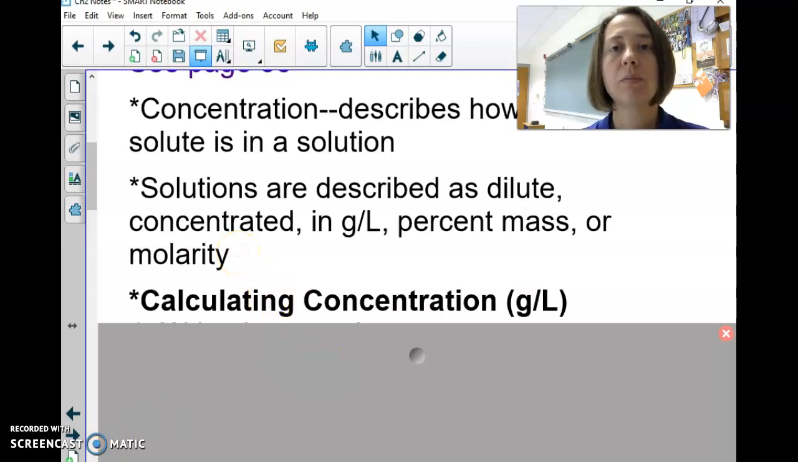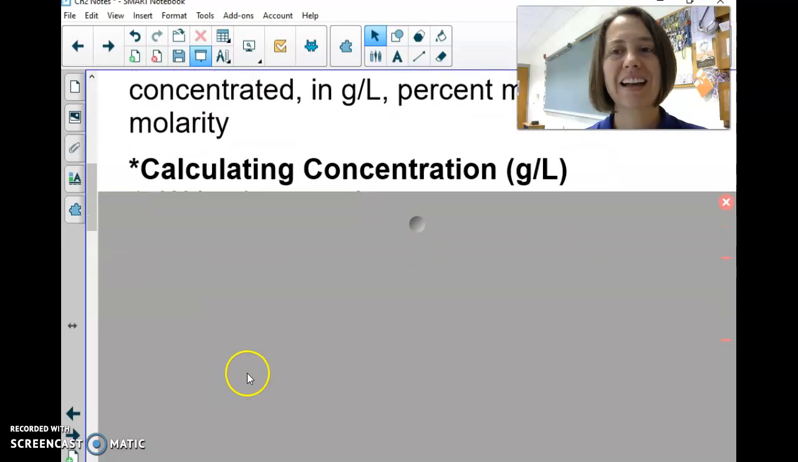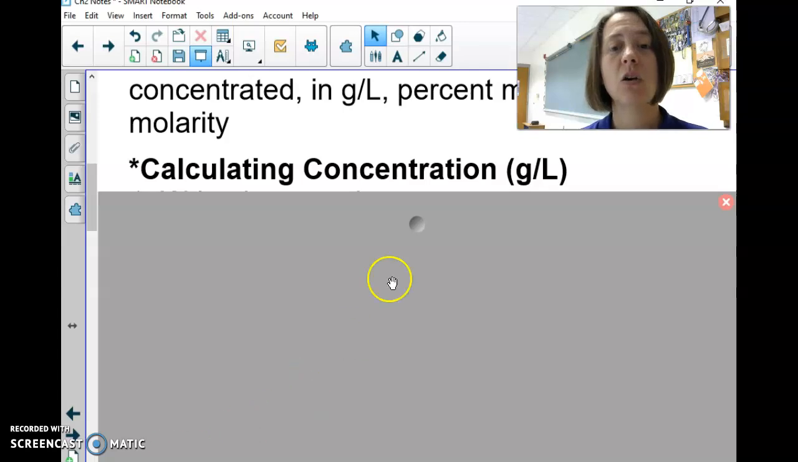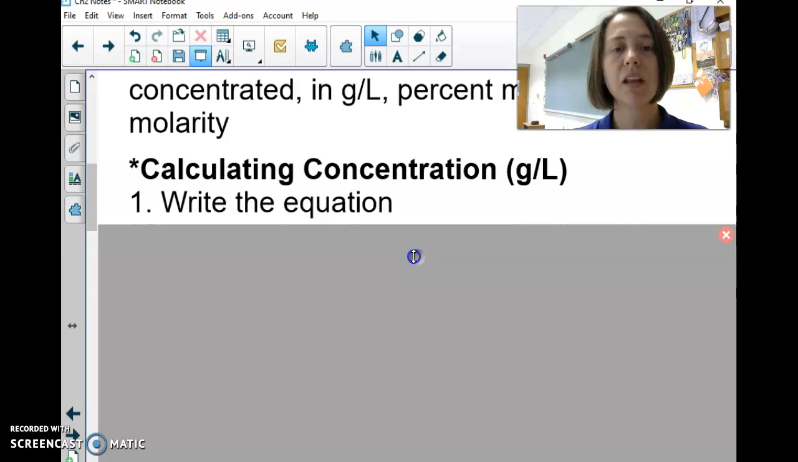So in chemistry, we need to know exactly how much solute is in a solution. Otherwise, maybe your experiment doesn't work, or maybe your experiment works a little too well. So we need to know exact amounts. So how do we calculate that? And please write these down.